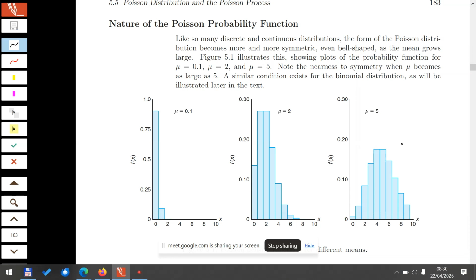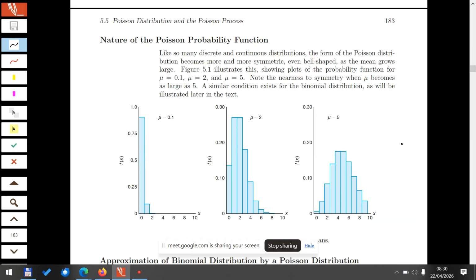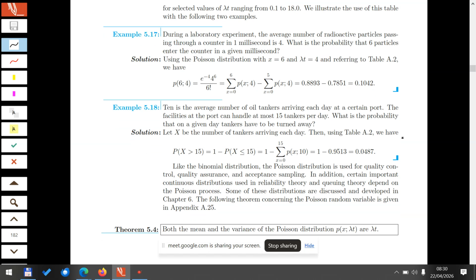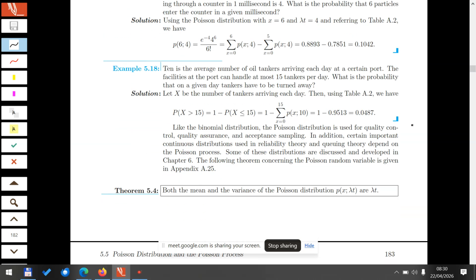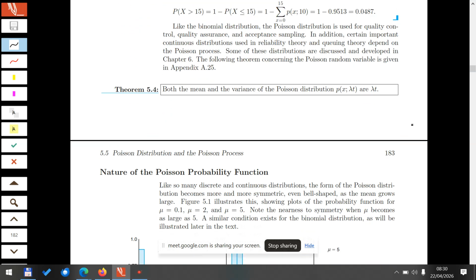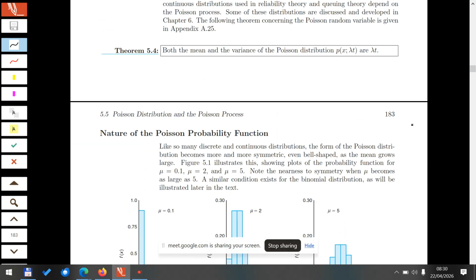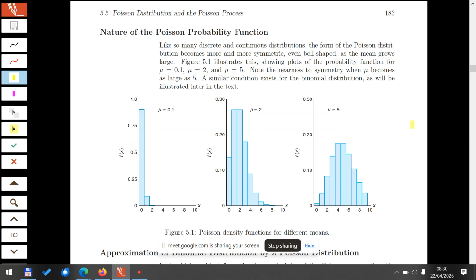Okay, so we continue with our yesterday's thread. We had introduced this Poisson distribution from the binomial distribution, and we had a few examples. Although you cannot verify this now mathematically, he has given you a few sample plots.